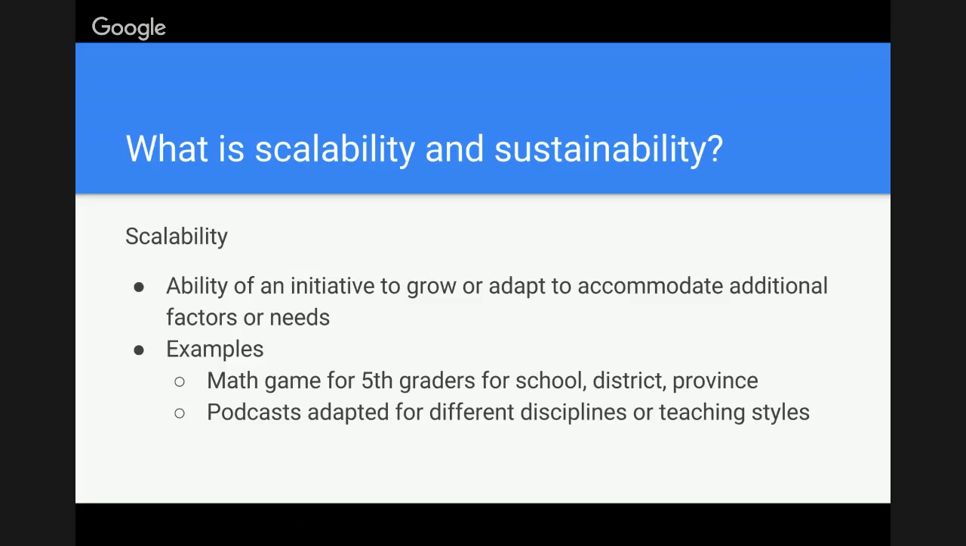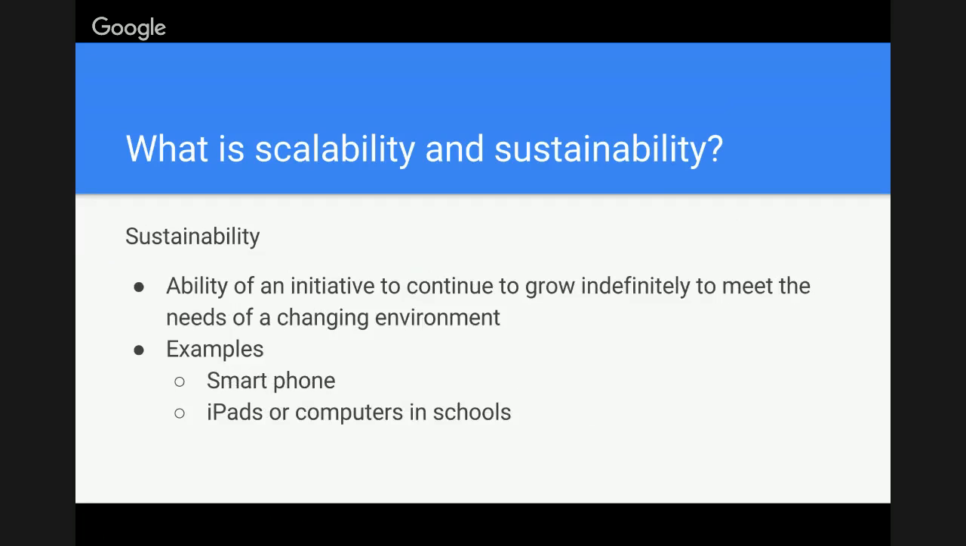And if a learning initiative is scalable, it's considered sustainable. So sustainability is the ability of the learning initiative to grow indefinitely to meet the needs of a changing environment.